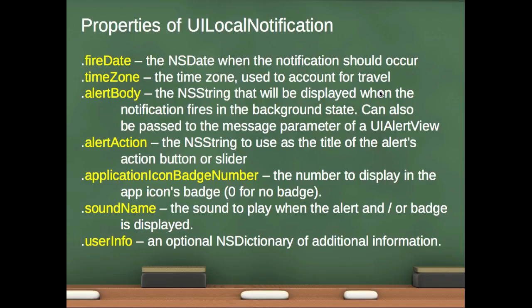Alert action is actually the string that we're going to use as the title of that alert's action button, or possibly a slider. Application icon badge number is the number to show in the app icon's badge, or 0 to show no badge. If we omit the application icon badge number, we will get no badge. But we might want to set the application icon badge number to 0 to make the badge go away. The sound name is the sound to play when the alert and or the badge is displayed. And then user info is an NSDictionary of stuff that we want to pass along with the notification as additional information.